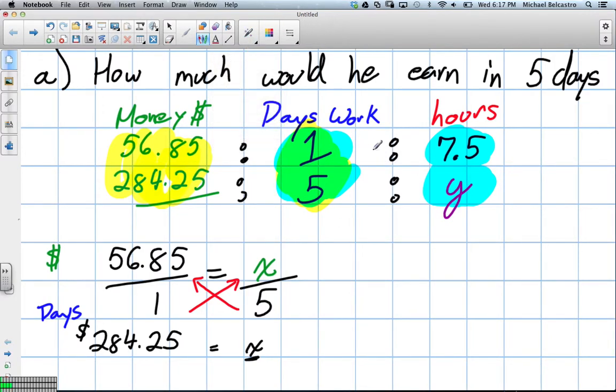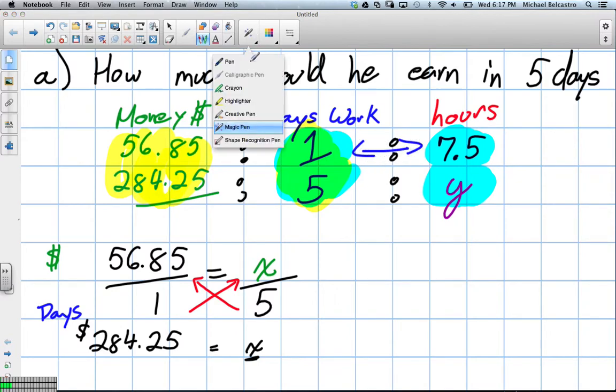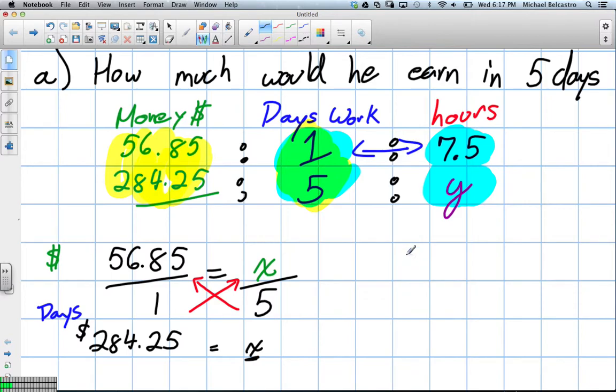Days work and hours. Okay, so we're going to relate the numbers 1 and 7.5. So how can I write those? 7.5 over 1. So what did we put on top? Hours or days? Hours. Okay, so I'm just going to write that on the side so that I know hours are going to stay on top, which means days are on the bottom, right? So what would the other equivalent fraction be?